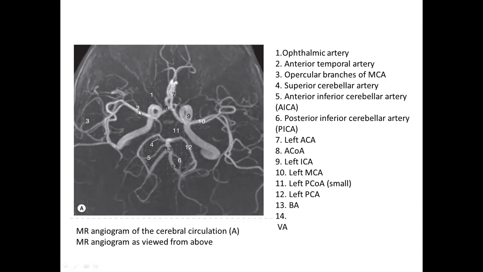Here, the right middle cerebral artery, right anterior cerebral artery, ophthalmic artery. Here, the pre-communicating segment. Here, the vertical segment. Left internal carotid artery, left middle cerebral artery, left posterior communicating, left posterior cerebral, superior cerebellar, anterior inferior cerebellar. This is the basilar artery, and the left vertebral artery giving the posterior inferior cerebellar artery.